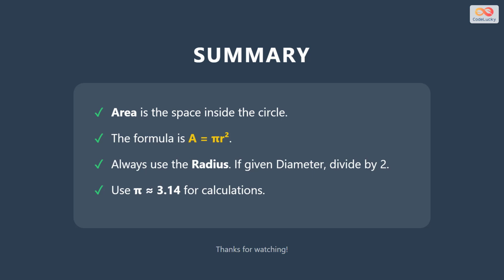To summarize today's lesson, area measures the space inside the circle. The formula is area equals pi times radius squared. Always ensure you are working with the radius and use 3.14 for pi.